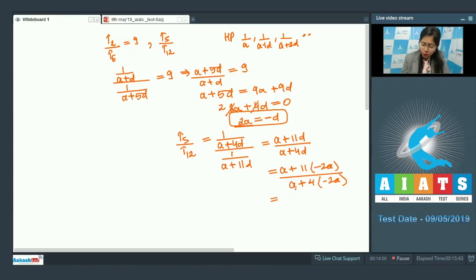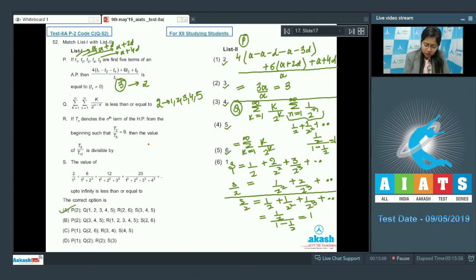So this is equal to (1 minus 22, that is minus 21) divided by (1 minus 8, that is minus 7). So this will be equal to 3. So we have its value equal to 3. Now 3 is divisible by 3 and 1, which means that option number 2 and 6 are the correct choice.